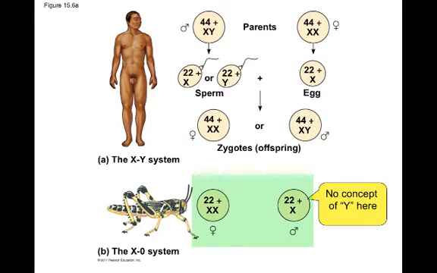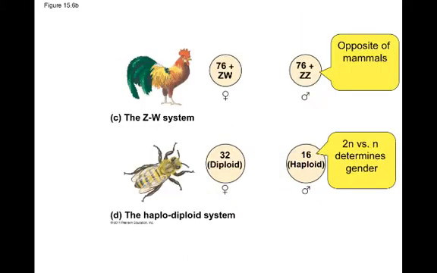In grasshoppers, you'll notice that they have a different number of chromosomes. Every species has a unique chromosome number. In this case, their number is 22 plus 2, which is 24. Here, the female is determined by two X chromosomes paired together, whereas the male is determined by just a single X chromosome. So there's no second chromosome there, so there's no Y in that concept.